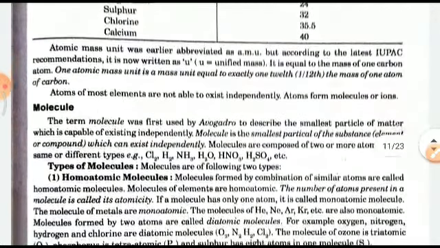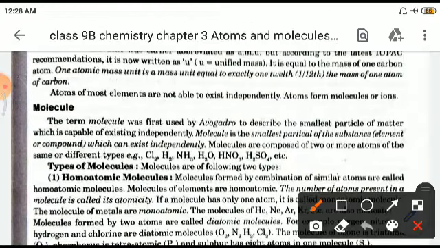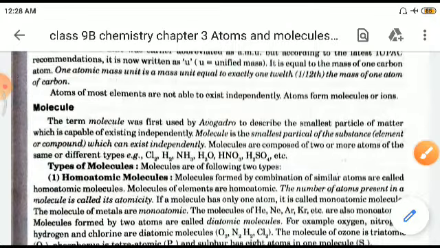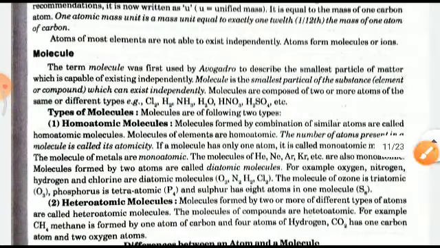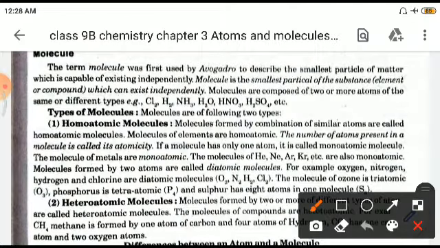Now we come to the term molecule, which was first described by Avogadro to describe the smallest particle of matter which is capable of existing independently, right? Examples are Cl2, H2, and H2O. Now first is types of molecule. First is homoatomic molecule. A homoatomic molecule is formed by combining similar atoms. For example, here these are the homoatomic molecules, right? In this also there are 3-4 types.